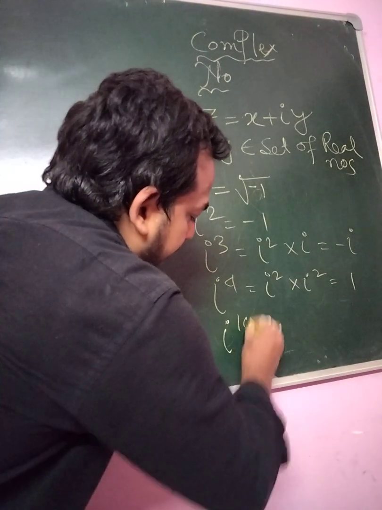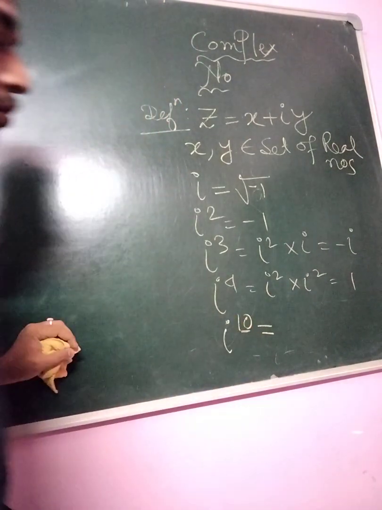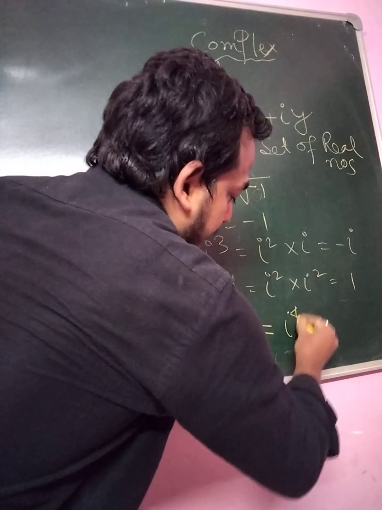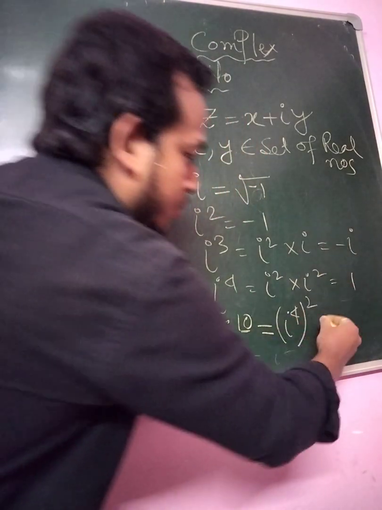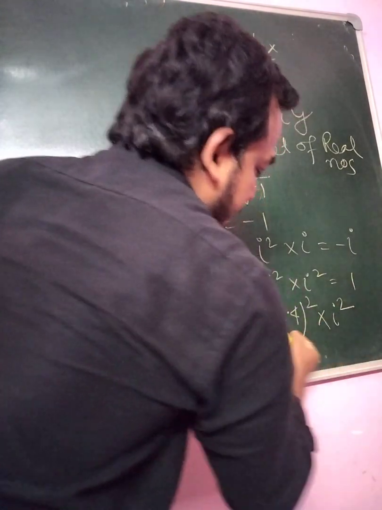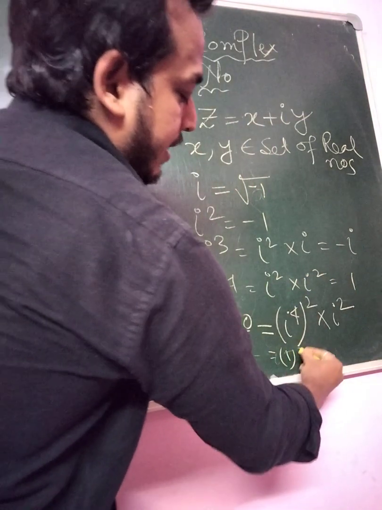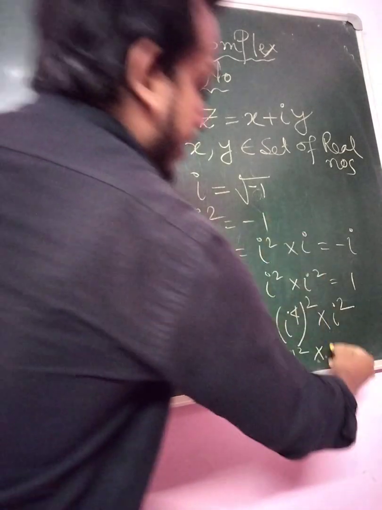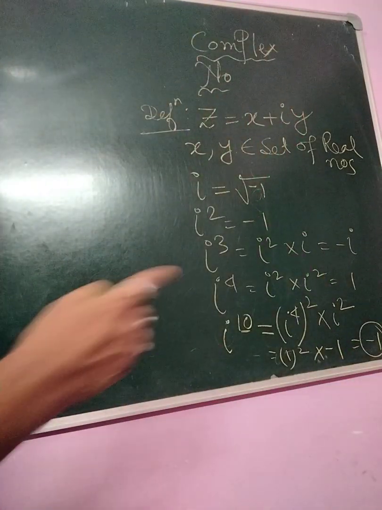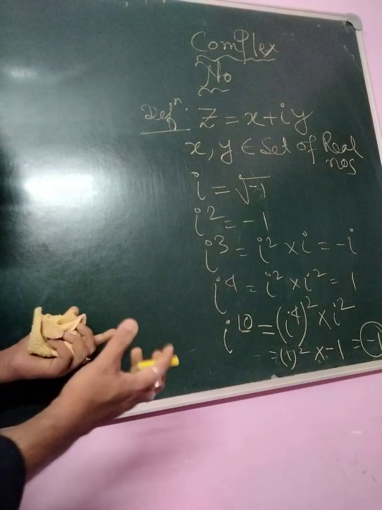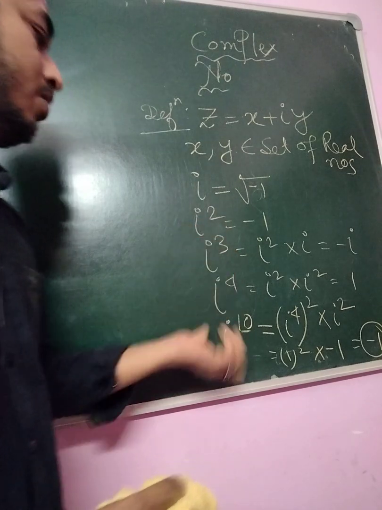Now i to the power 10, how can we calculate this value? Just divide this power by 4. So now this can be written as i to the power 4 whole to the power 2, that means 8. So you have to add 2, so into i square. We know that i to the power 4 is 1, so 1 square into, and what is the value of i square? That is -1. So i to the power 10 is -1. In this way you can easily find the value of i.